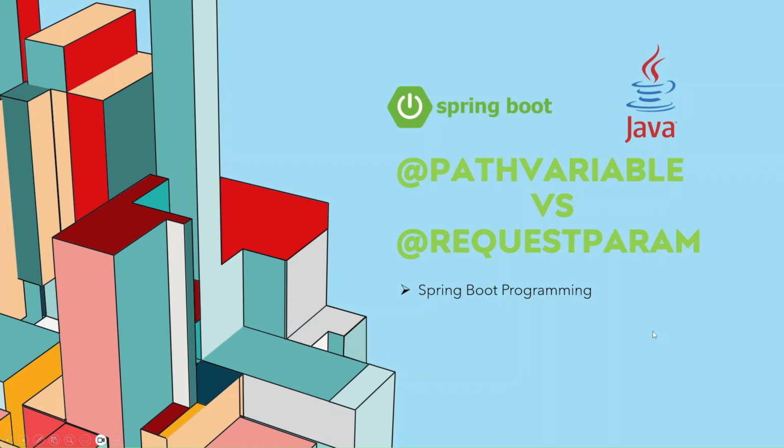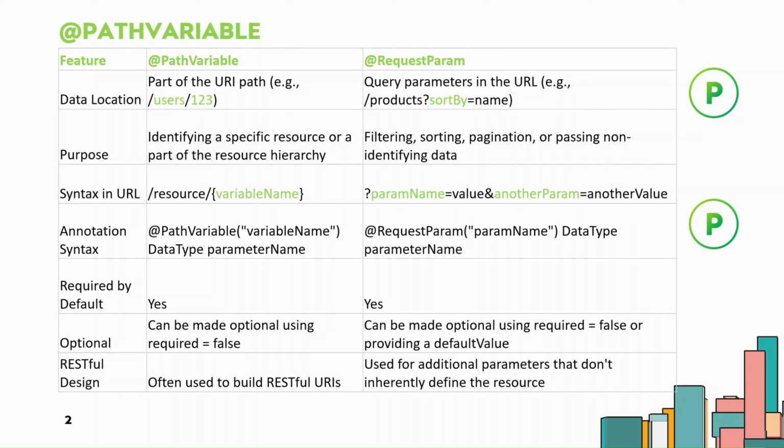Good morning. Today we are going to discuss a famous interview question: the difference between path variable and request param. Both look similar, but actually they are not the same. There are some differences. If you explain these differences in any order, any style, that's fine. Make sure that you cover these points.